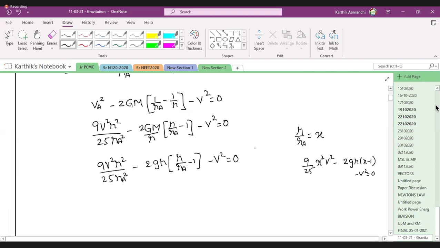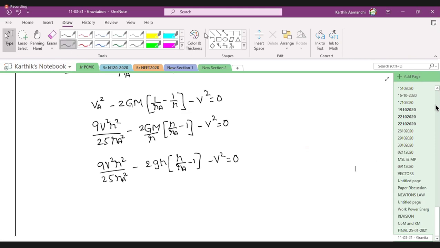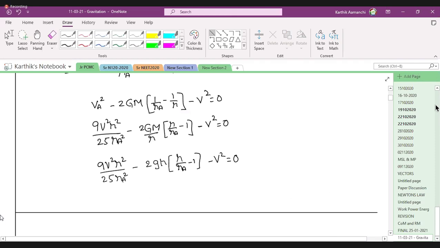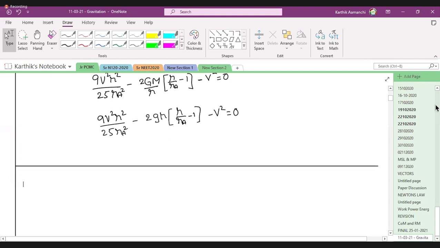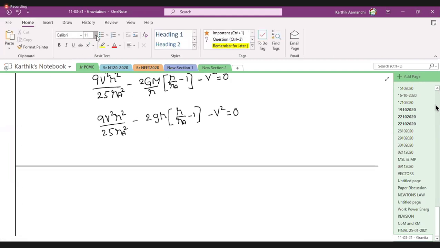Yes, sir. But we have V's, so I'll take VR by this one. If I take it, then I'll get a quadratic equation. Okay, leave this. I'll try to solve this and I'll send you the solution. Okay, sir. Difficult solution. This is how your gravitation questions will be. Yes, sir.